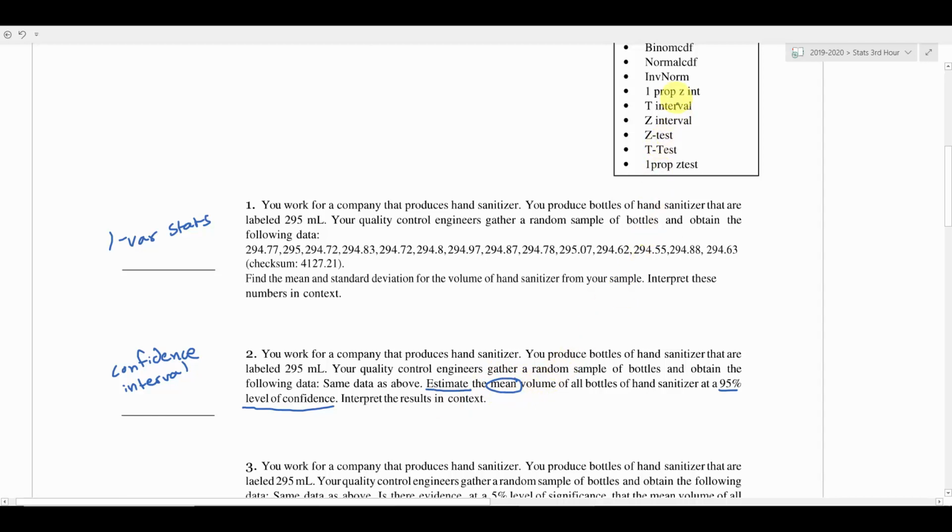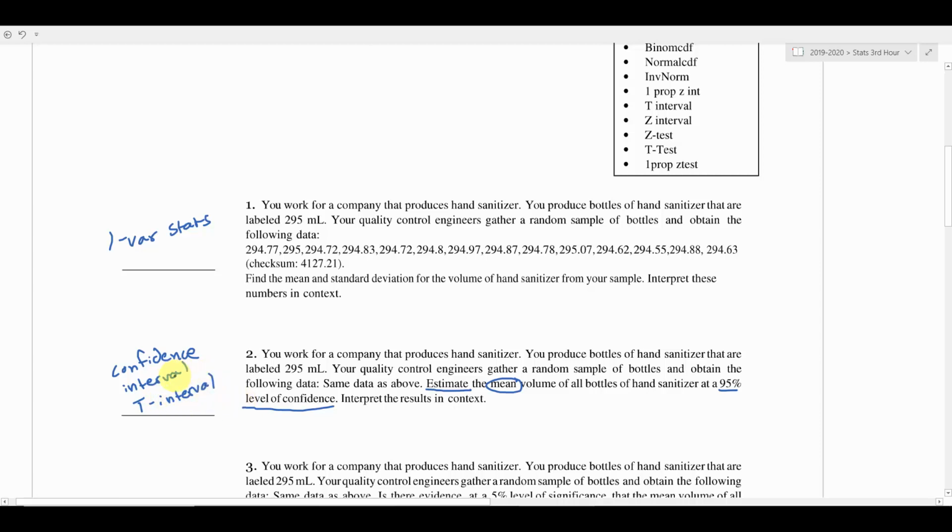So if I look up here, we see 3 different intervals. We see a 1 prop z, a t interval, and a z interval. The t interval and the z interval are for estimating means, and the specific one that we're going to use depends on whether or not we have a population standard deviation for that problem. And if you read this one carefully, it does not give us a population standard deviation, so this one is going to use a t interval.